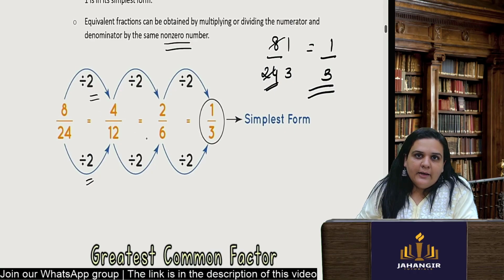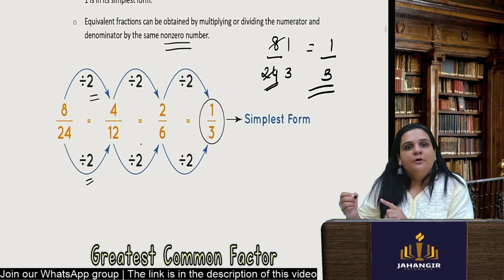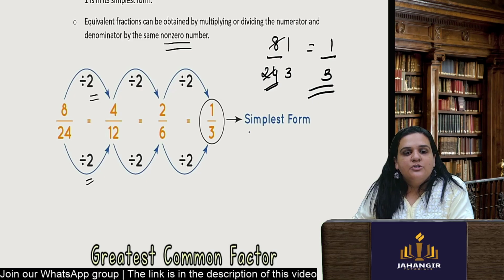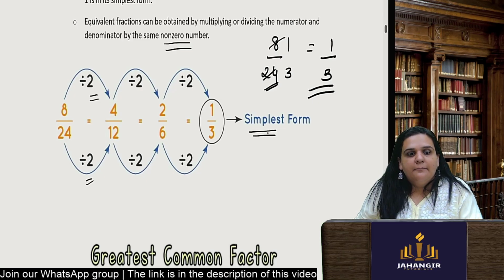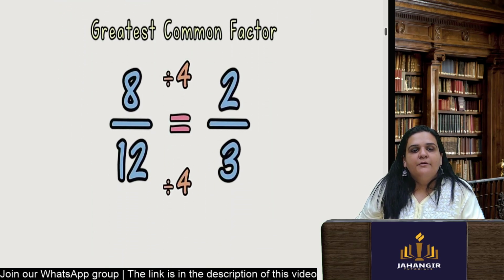So, 4 by 12. Again, I want to simplify it. Again, I did divide by 2. Again, I wanted to simplify. Again, I did divide by 2. Simplest form came where there is no common number in numerator and denominator. Okay. Now, see this. Greatest common factor.